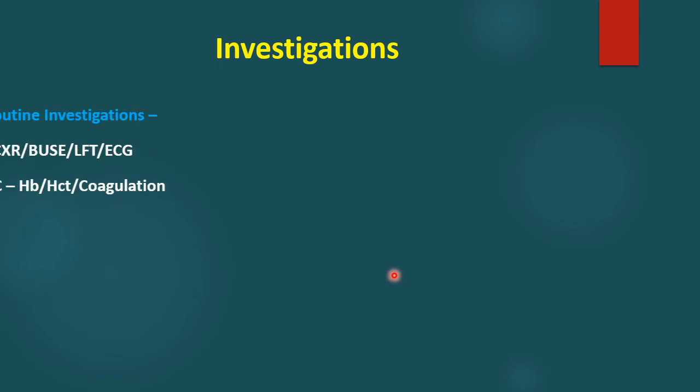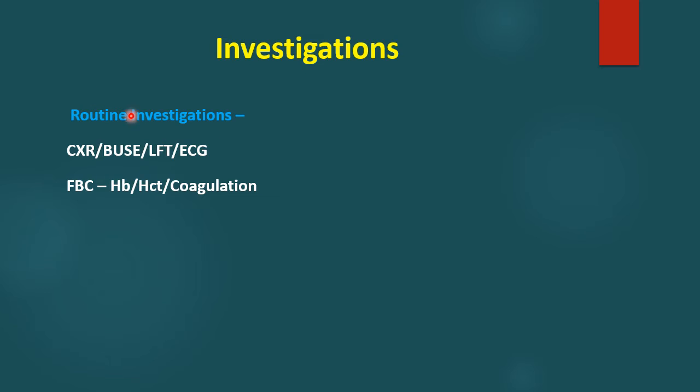The investigations for lower GI bleeding. First, the routine investigations, which include chest X-ray, renal and liver function tests, ECG, and especially important, your hemoglobin and hematocrit and the coagulation studies, especially prothrombin time, clotting, and bleeding time, which are very important in such bleeding cases.